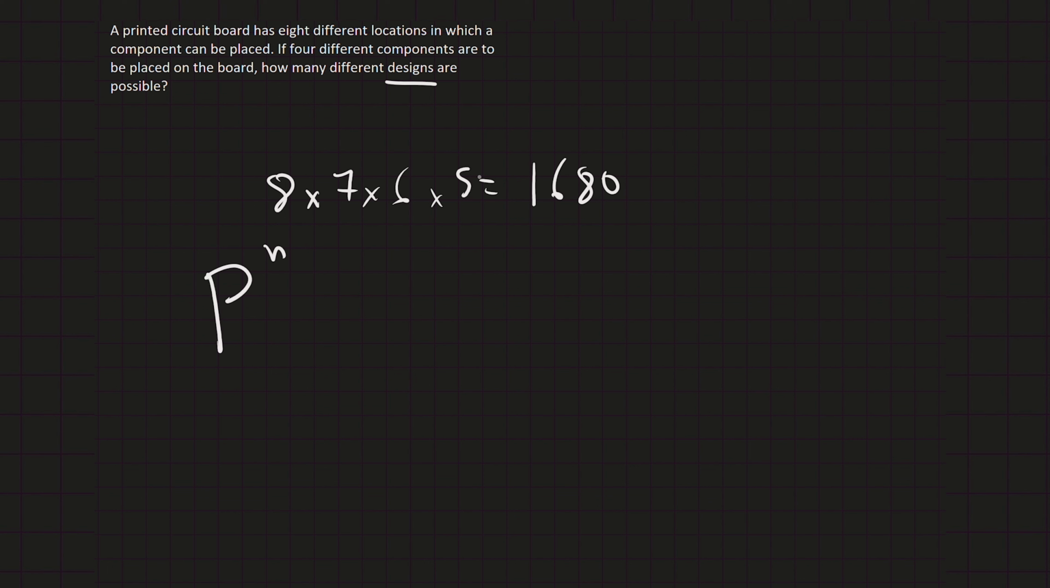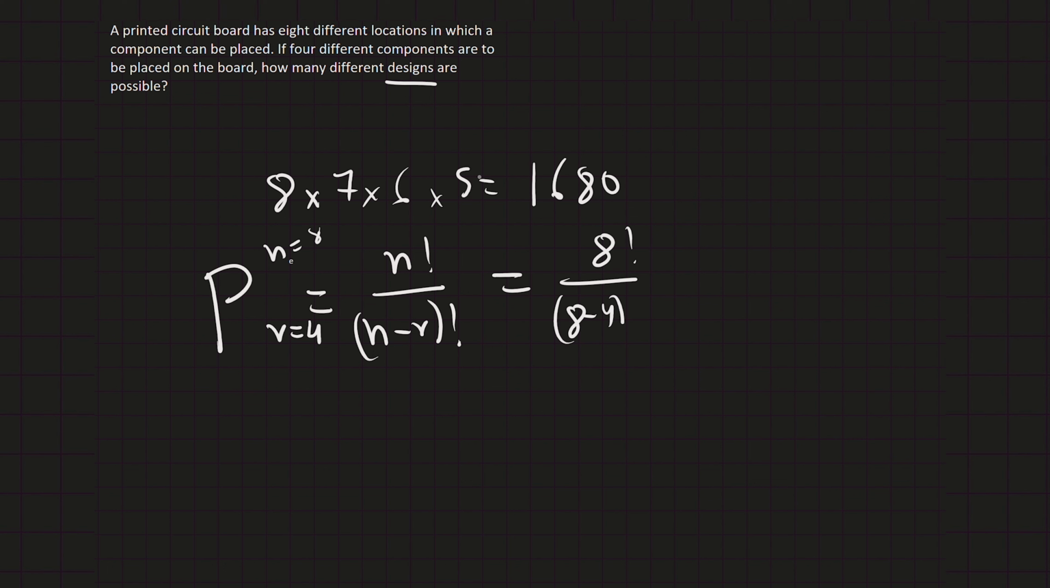We can also do this using the permutation formula that we just explained, which is P, the permutation of n choosing r, that is equal to n factorial divided by n minus r factorial. We know that n in this case is equal to 8 since we have 8 different locations, and r is going to be 4 since we're choosing 4 different components. Just replacing the values, here we have 8 factorial divided by 8 minus 4 factorial. That should be equal to 8 factorial divided by 4 factorial.